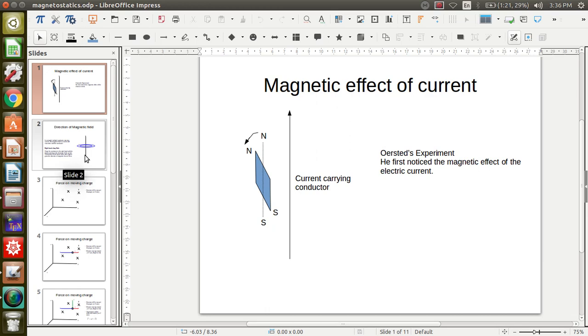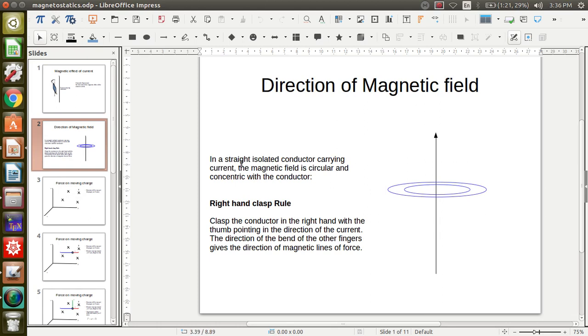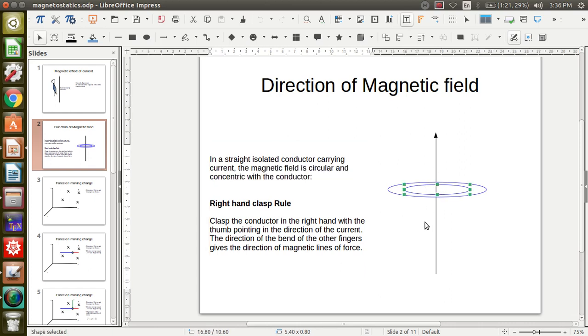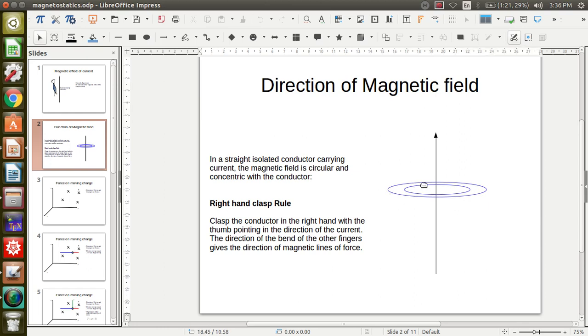Now how do we find the direction of this magnetic field? The direction of the magnetic field is given by concentric circles. In a straight isolated conductor carrying current, the magnetic field is circular and concentric with the conductor. This is the conductor, and the field is concentric around this region, with the center being the conductor. This direction can be either anti-clockwise or clockwise. Now how do we get this direction?